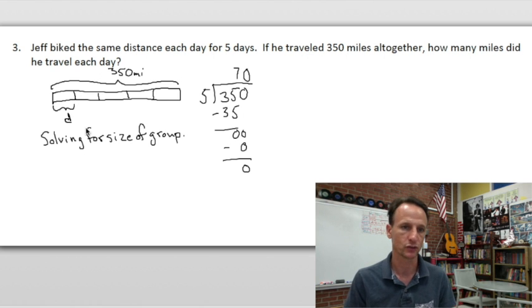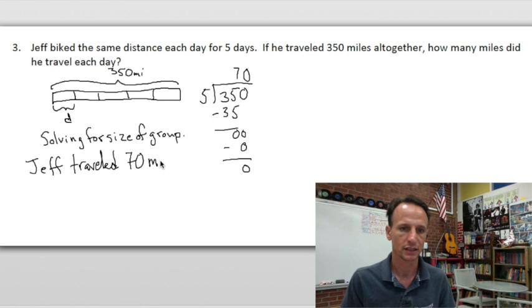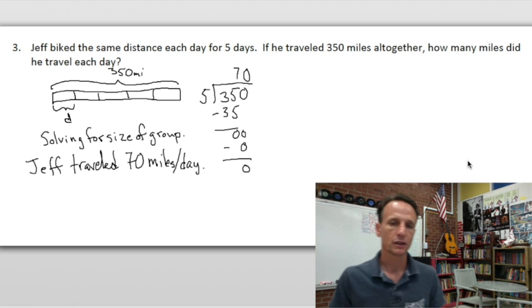How many miles did he travel each day? Jeff, ardent bicyclist that he is, Jeff traveled 70 miles, and I can use a slash here, 70 miles per day. Go, Jeffrey. All right. Speaking of going, let's go on to number 4, around the bend, past the midway point of homework time.